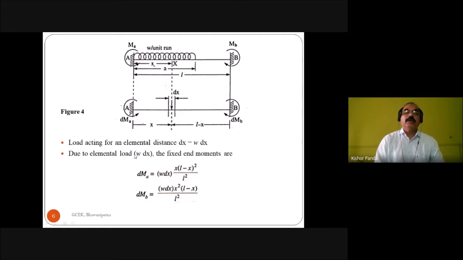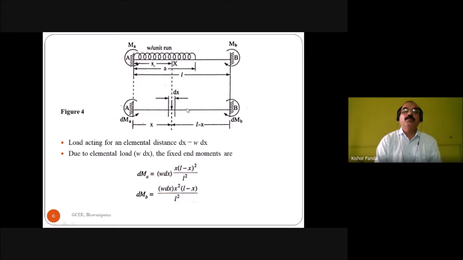Then you know that already we have discussed eccentric loading. What is the formula? If the eccentric load is present with distances a on this side, b on this side, and total length L, then the moment at A is MA equal to W a b square by L square, and the moment at B is MB equal to W a square b by L square. So this formula you put here, because you are taking the load acting on this elemental distance.